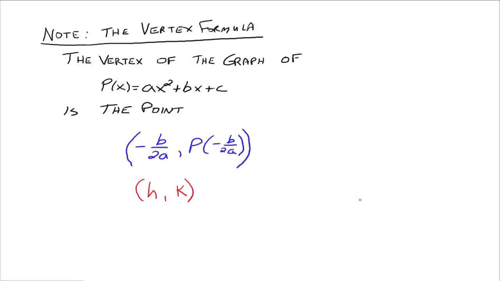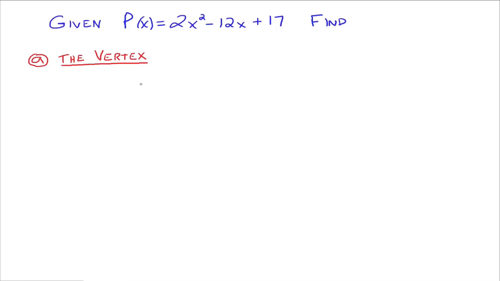So I'm going to use that idea over here, and let's try an example. Given p of x equals 2x squared minus 12x plus 17, we want to find the vertex. So let's find h, which we know is negative b over 2a, and substitute those values in. So b is negative 12, so negative 12 over 2 times a, and a is 2. Then negative 12 over 4 goes to negative 3, so negative negative 3 is 3. All right, so h is 3.